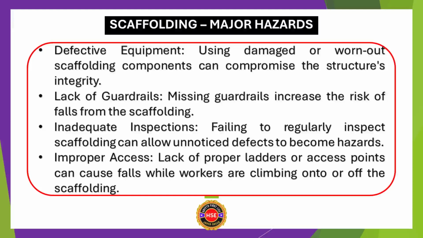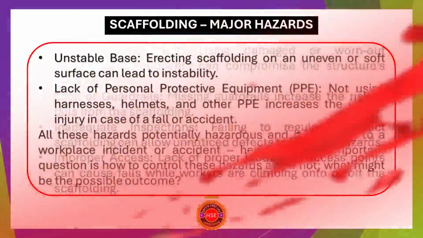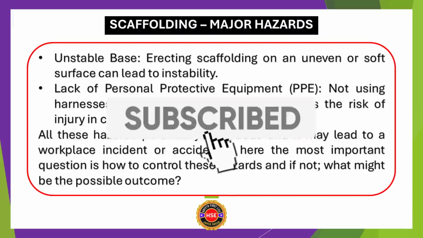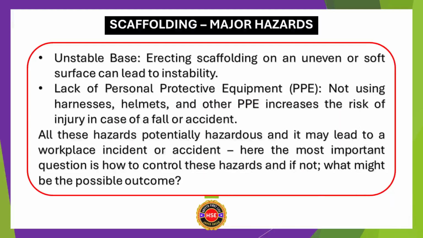Number 13, improper access. Lack of proper ladders or access points can cause falls while workers are climbing onto or off the scaffolding. Number 14, unstable base. Erecting scaffolding on an uneven or soft surface can lead to instability and collapse. And number 15, lack of personal protective equipment. Not using safety harnesses, helmets, and other personal protective equipment increases the risk of injury in case of a fall or accident. Dear friends and fellows, these are the major 15 hazards.